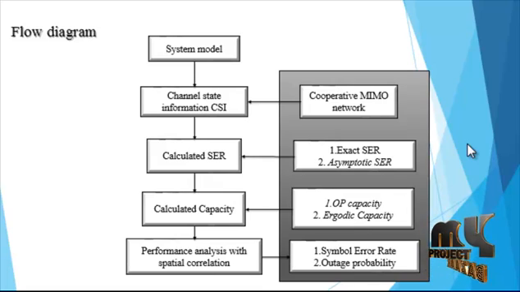Let us discuss the flow diagram of the project. First of all, this is the system model, and then the channel state information, that is CSI, and then calculate the SER, symbol error rate, and calculate the capacity. Finally, we calculate the performance analysis of the spatial correlation.